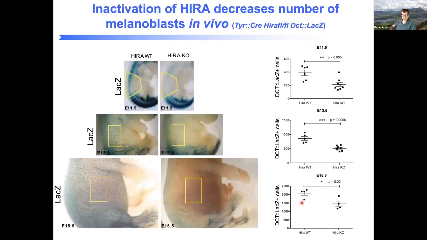When she did this and then looked at the melanoblasts in the developing embryo, and here this is crossed to another reporter mouse, a DCT LacZ mouse, which allows us to stain the melanoblast blue, you can see that in the HIRA knockout embryos, there is a consistent decrease in the number of melanoblasts in the developing embryo. You'll see that the difference between the wild type and the knockout tends to become smaller as the embryos develop, okay? And this will become important in a few slides.